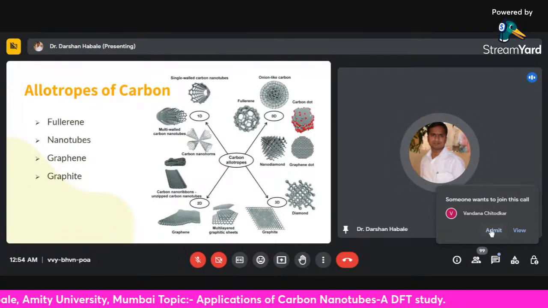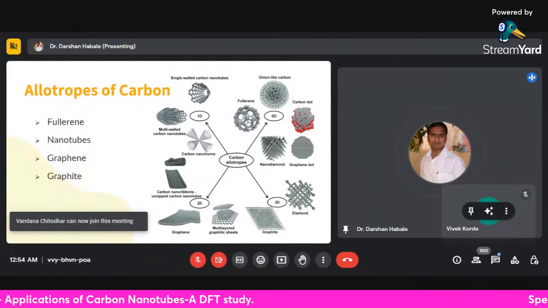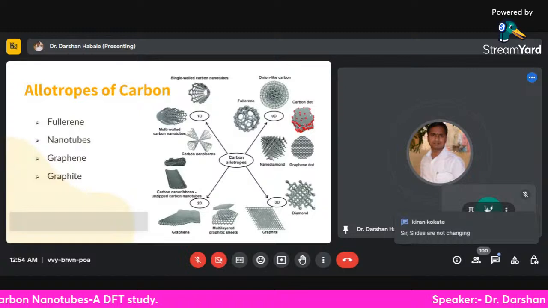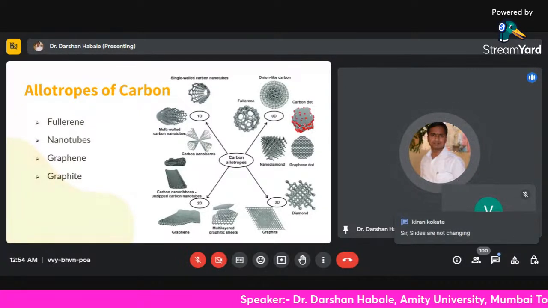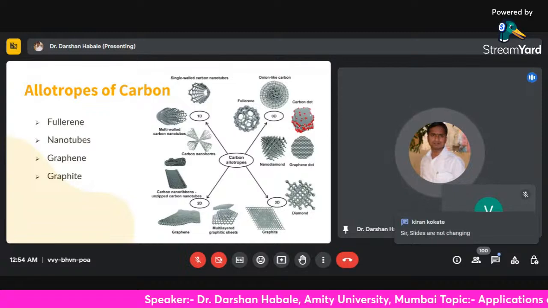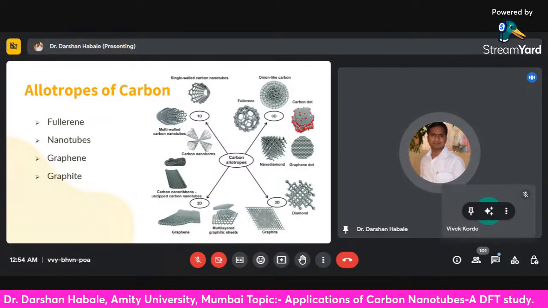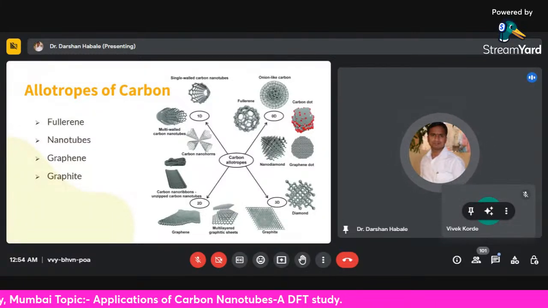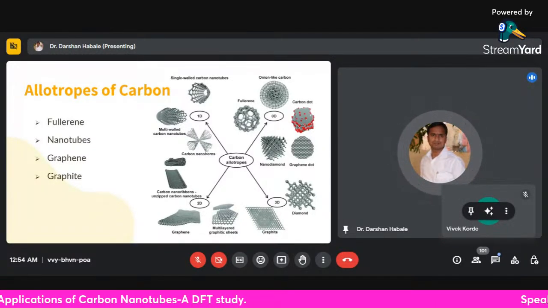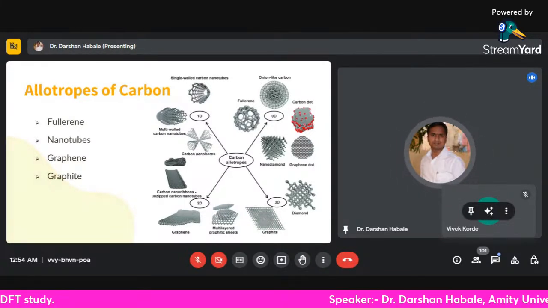Now, how can this be synthesized? There are different methods used to synthesize carbon nanotubes, like laser ablation, high pressure carbon monoxide disproportionation, and chemical vapor deposition method. And this CVD method has been most widely used due to its high yield capacity. So carbon nanotubes obtained using this method have a high degree of length, and their morphological characteristics are more enhanced. We are going to discuss carbon nanotubes in more detail in the next few slides.